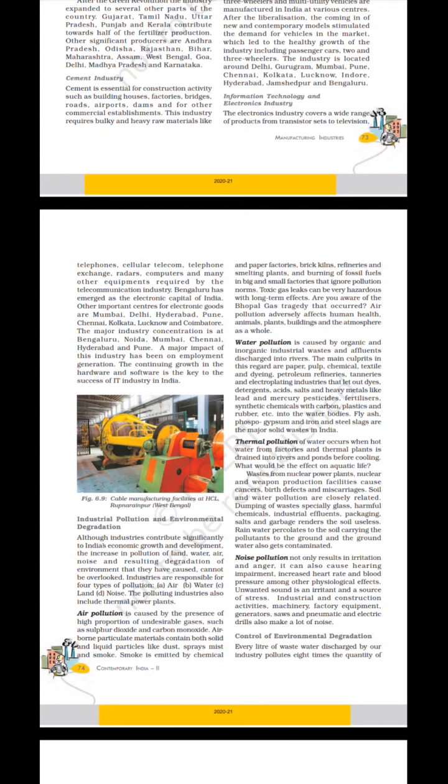Water pollution is caused by organic and inorganic industrial wastes and effluents discharged into rivers. The main culprits in this regard are paper, pulp, chemical, textile, and dyeing, petroleum refineries, tanneries, and electroplating industries that let out dyes, detergents, acids, salts, and heavy metals like lead and mercury, pesticides, fertilizers, synthetic chemicals with carbon, plastics, and rubber, etc.